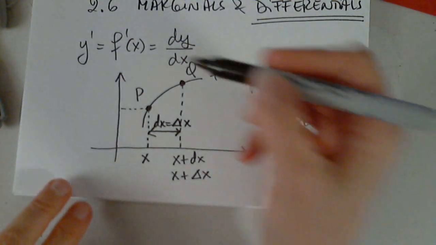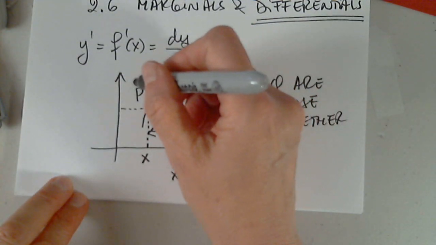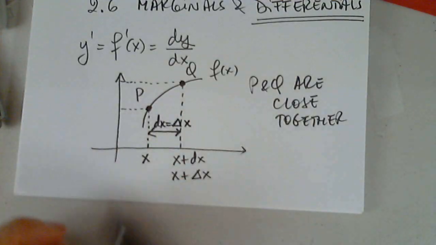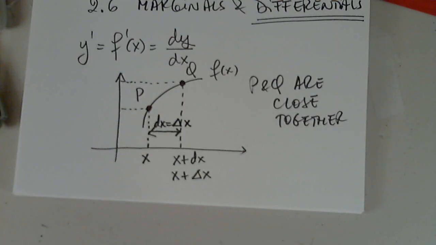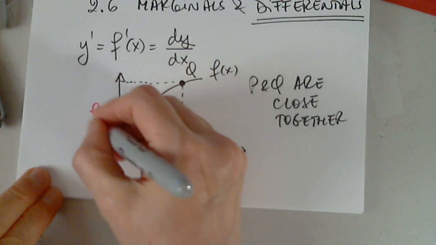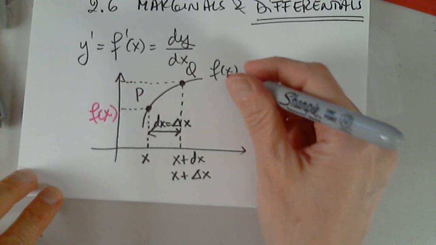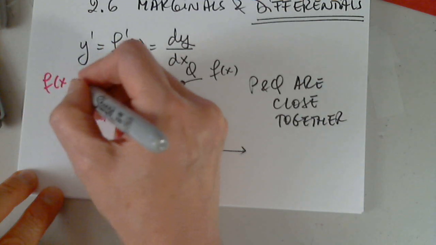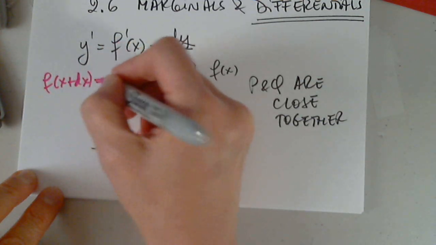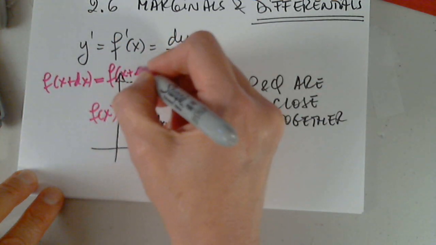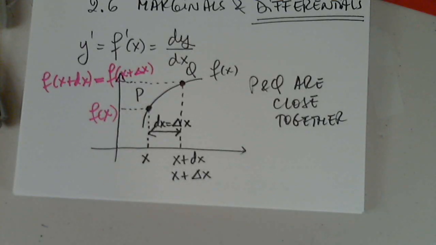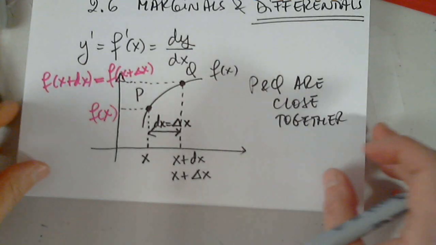Now, can anyone give us the y coordinates for P and Q? The y coordinate for P is f of x, and the y coordinate for Q can be f of x plus dx, also equal to f of x plus delta x.